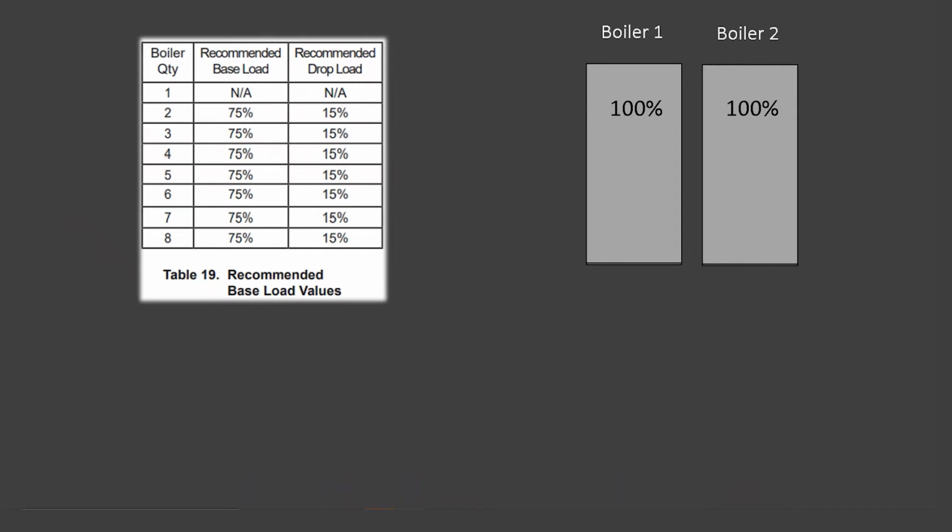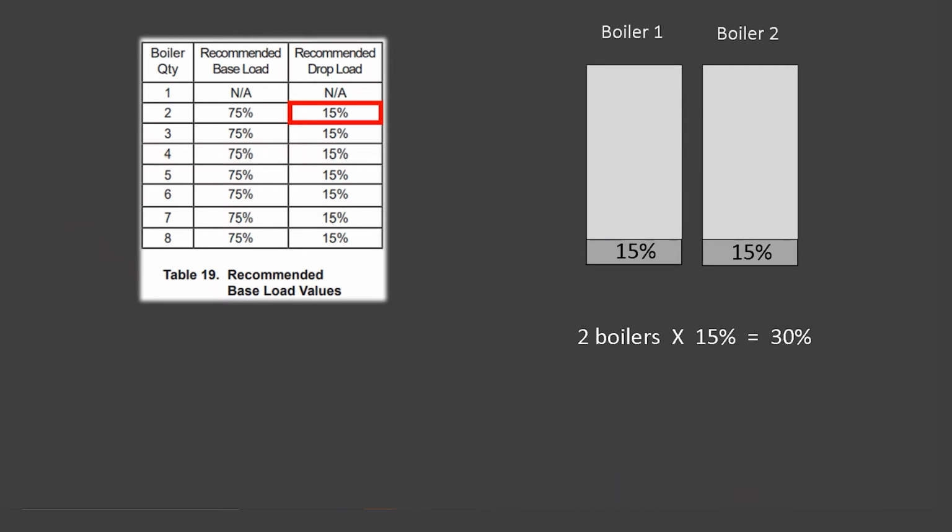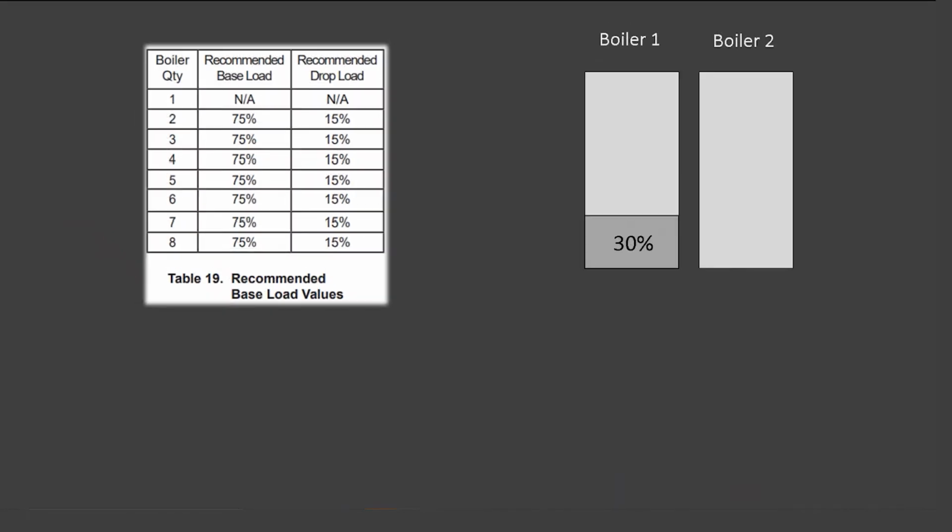Now, as we're approaching a target temperature, I use the example of 160, your boilers will start to modulate back. And as we get closer to 160, we're now at that drop load. And here we're showing the recommended drop load of 15% of modulation. So here we are down to 15%. We're going to drop off boiler 2. However, 2 boilers running at 15% is 30%. So boiler 2 will drop out, but boiler 1 will go to 30%. And it will operate there for the last couple of degrees.